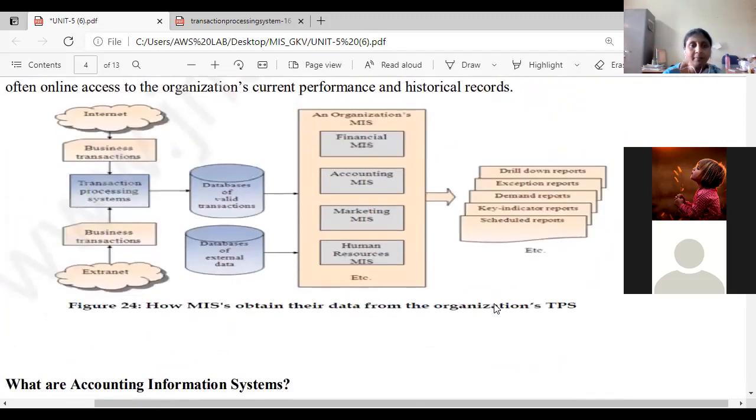For that purpose, note down this diagram. We have already discussed business intelligence, how the databases are connected with the organization's MIS, and what operations we perform. OLAP gives drill down reports, exceptional reports, demand reports, key indicator reports, schedule reports. Again, with the data warehouse we are using data mining tools and OLAP methods.